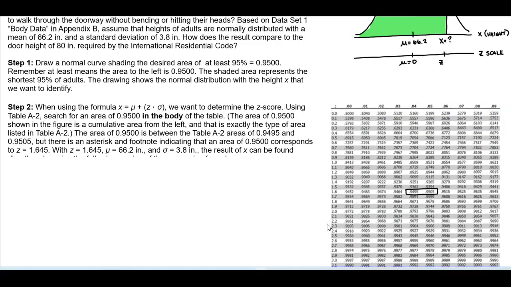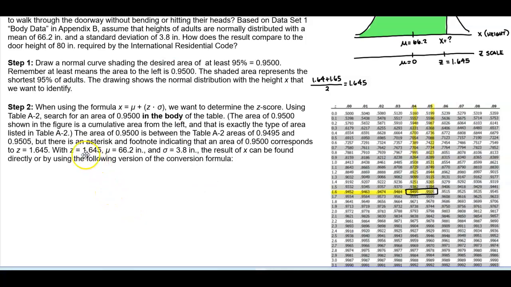Okay, so another way of saying that is that since that 0.9500 is equally distanced between those two, we would then take the average of the following. So we know that we have 1.64 and then we have 1.65. So to find that z-score, we would say 1.64 plus 1.65 and divide that by 2, which would give us 1.645. So therefore, that is the z-score that we get, 1.645.